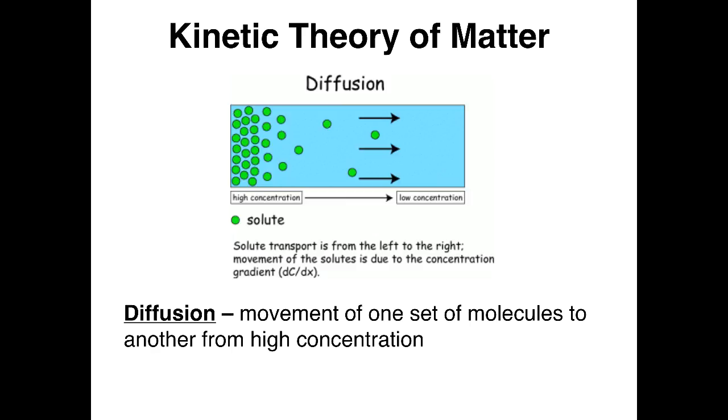dc represents the difference in concentration. dx represents the point in space from left to right on the x-axis, if you will.